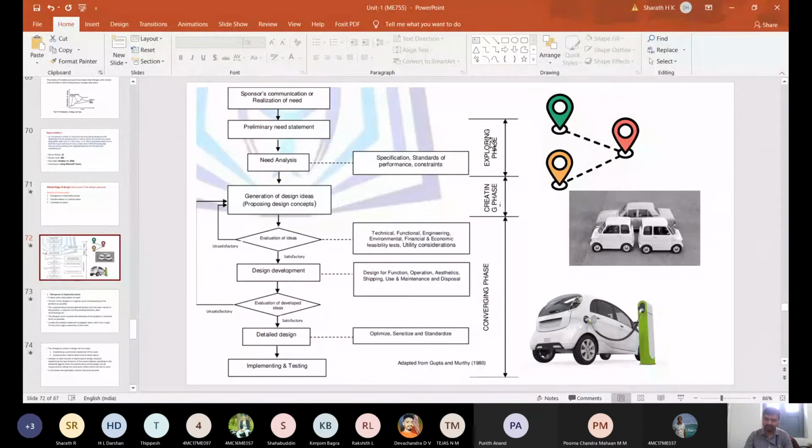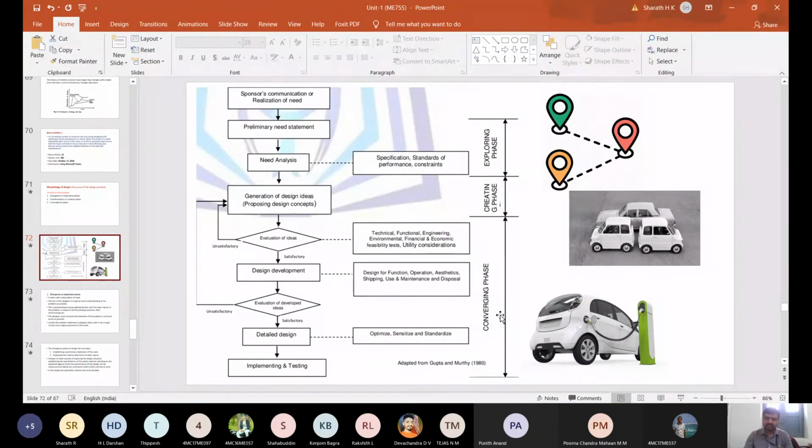This phase is about understanding the need of the customer, or the need specified by the company or by the management. Okay, next, the second phase is the creative phase. It is also known as the transformative phase. In this phase, the designer or design team will work on generating as many solutions as possible. In the first phase you understand the design problem. In the second phase, designers generate as many solutions as possible.